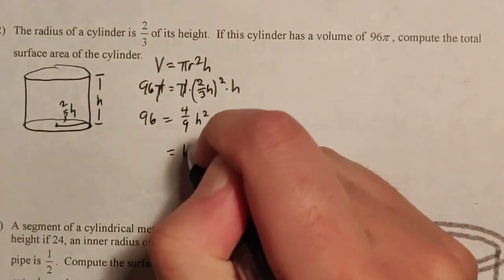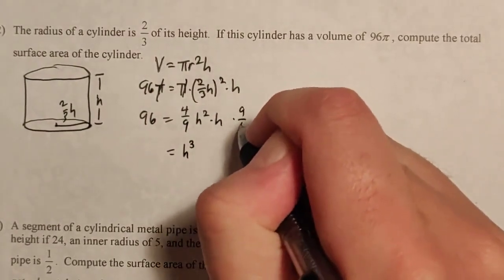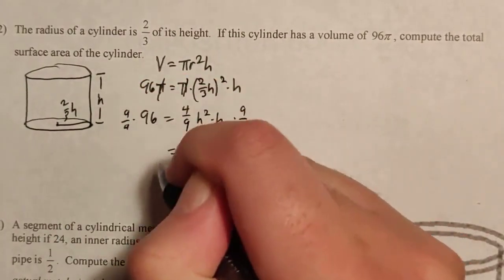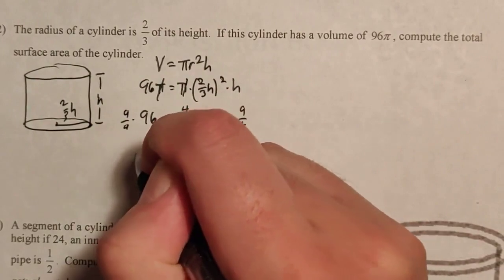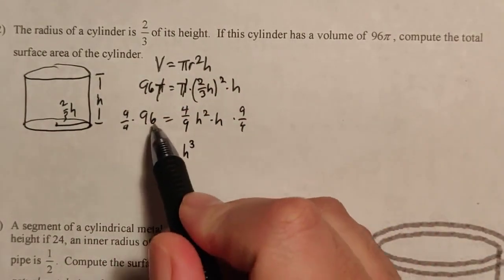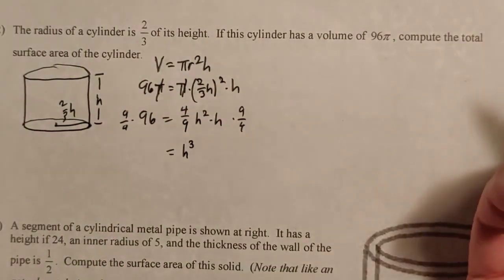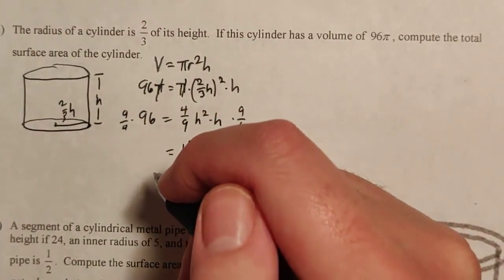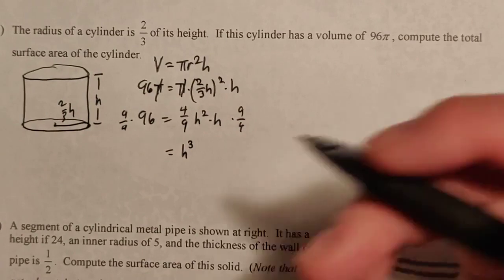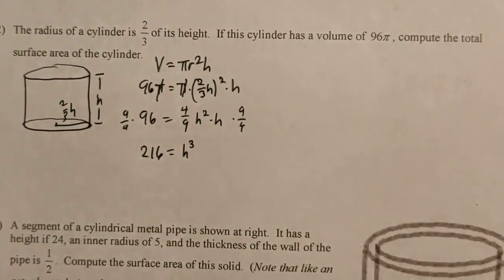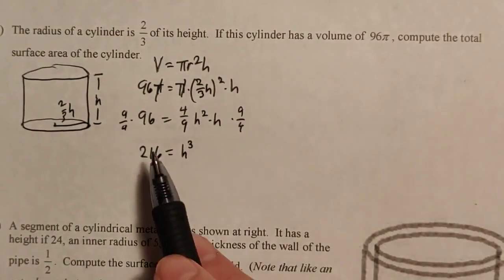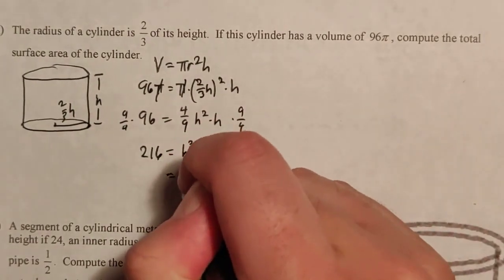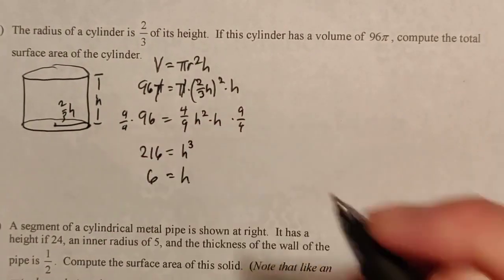So therefore we have h cubed. Now I can multiply both sides by 9/4 to get rid of the fractions here. So it's going to be 9 times 96 divided by 4. So 96 divided by 4, if I remember correctly, that's 100 divided by 4 is 25, so it's 24. This is going to be 24 times 9, which is going to be 240 minus 24, 216. And then you're very fortunate here that in this case 216 is indeed a perfect cube. We find that h is equal to 6.